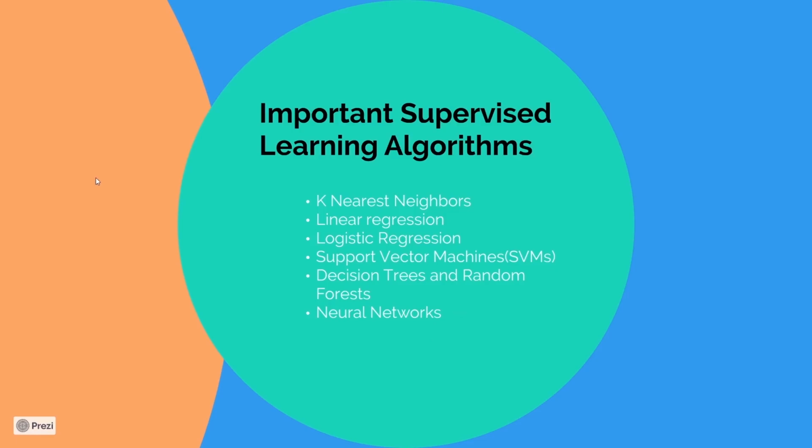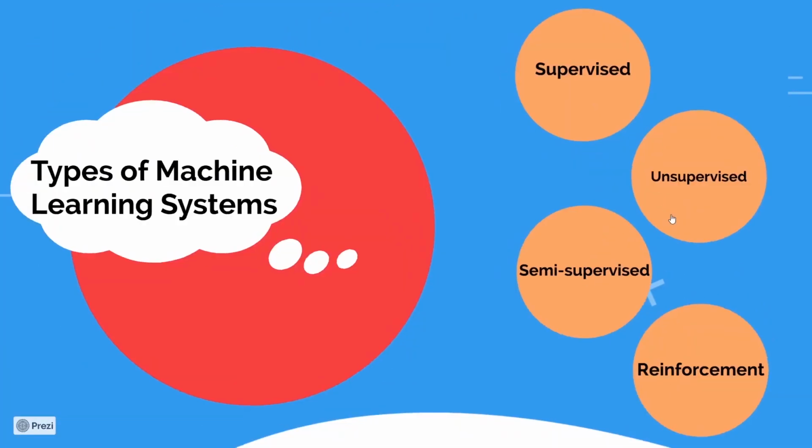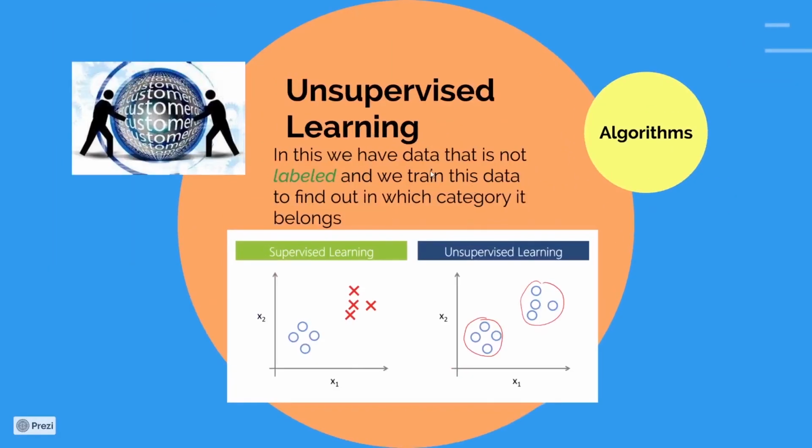So now let us move towards another machine learning system, that is unsupervised learning. So in unsupervised learning, we have data that is not labeled. Let me give you an example. In today's online shopping world, what we see are the product recommendations. So how does it work? It is all due to unsupervised learning.